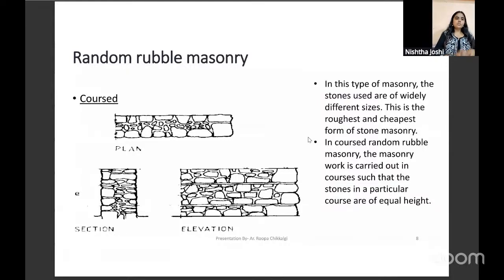So here also the stones are very random in size and shape, but they are still constructed in some courses. So they will be laid course by course. One course is laid, then maybe there is some divider or a thick layer of mortar or a stone slate or slab, and then another course will be there. Then again there will be a divider or a layer of mortar or something, and then again. So in this way, courses are laid. Here you can see that in the elevation, you can see three courses of coursed random rubble masonry.